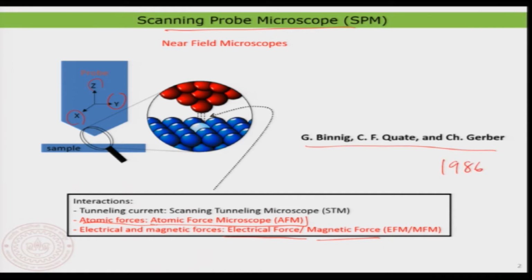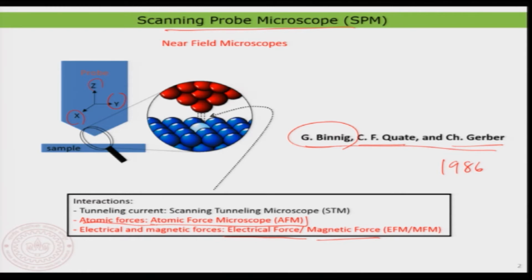Yeah. So, you can notice that these are the people who invented it; in 1986 they published this paper on the atomic force microscope. You can notice that this gentleman here, Gerd Binnig, was also the co-inventor of the scanning tunneling microscope. But then he stayed back in research for a longer time and worked with these two other people, Quate and Gerber. So, together they invented the atomic force microscope.